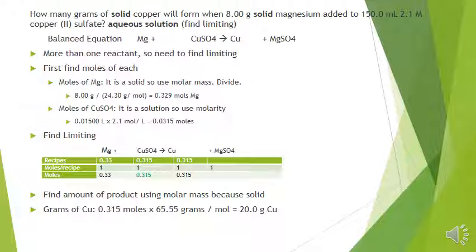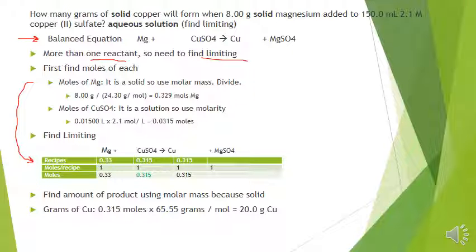Okay, number 4. How many grams of solid copper will form when you have 8 grams of solid magnesium added to 150 mL of 2.1 molar copper sulfate? Here's the balanced equation. You have more than one reactant, so we're going to have to find the limiting reactant. But for that, you need to find out moles, and then you can put them in the table to figure out the limiting reactant.